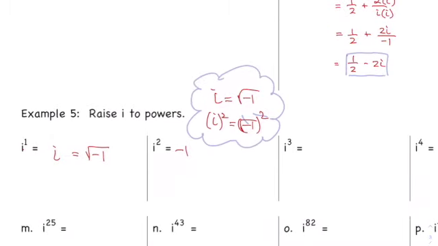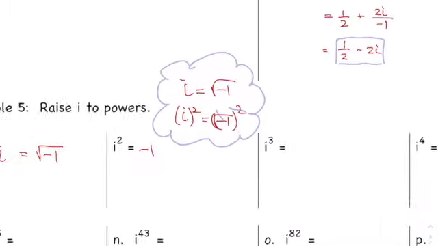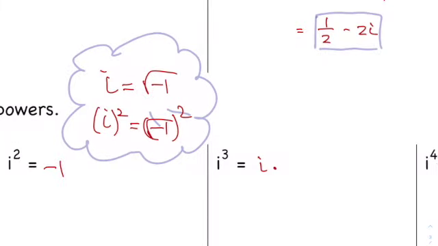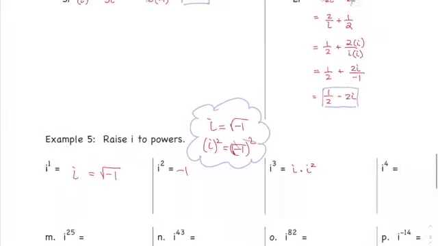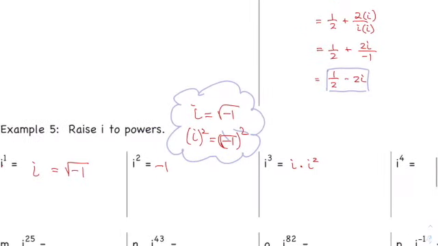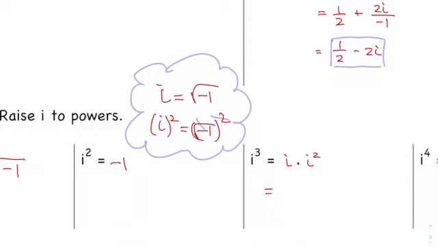Now i to the third power is really i to the first power times i to the second power. So what's i to the first power? Well, i to the first power is just i, okay? That's fine. Or the square root of -1. But the square root of -1 is a little bit useless because we don't want the square root. Well, what is i squared? Well, i squared, I know, is going to be -1. -1 times i is just -i. So i to the third power is just -i.